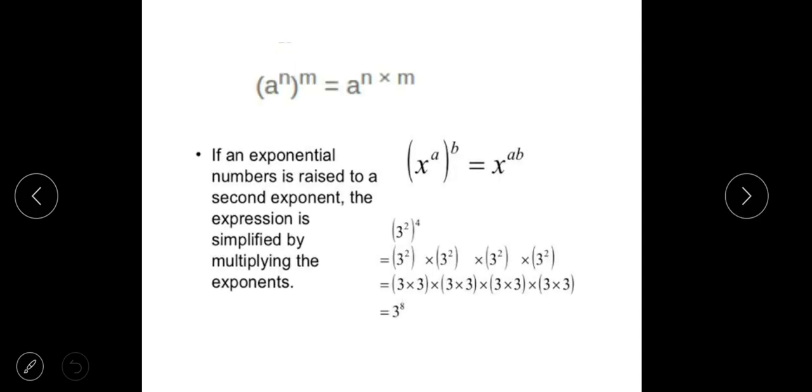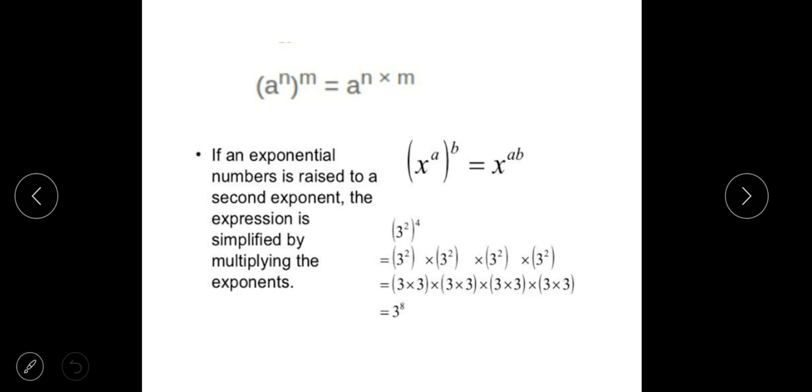Now we discuss an example for the third law. (a raised to n) all raised to m is equal to a raised to n into m. Here exponent multiplication comes. If an exponential number is raised to m, the second exponent, then this expression is simplified by multiplying the exponents. Exponents can be multiplied here.